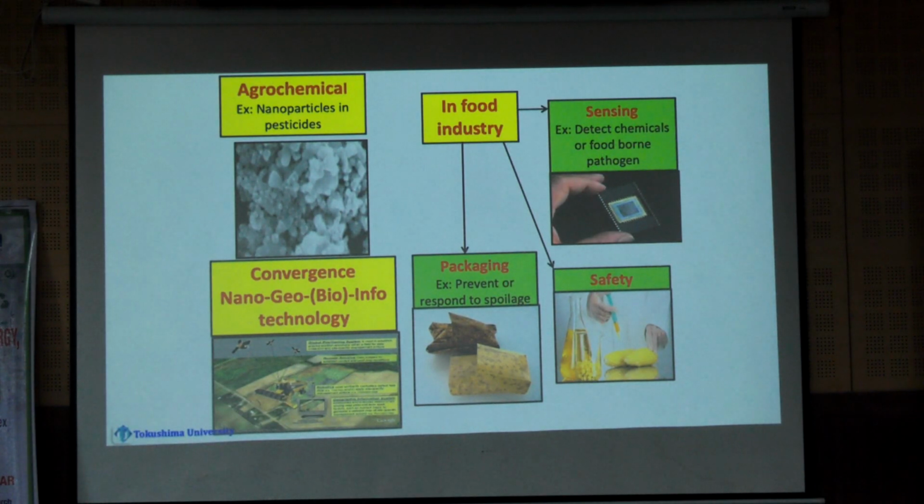Safety: how we can detect the impurities in the food. So that is also one of the challenges for the scientists in the future. And sensing the food, like detecting chemicals or foodborne pathogens. So those sensors are required for the food industry while creating the product, while detecting such kinds of pathogens.